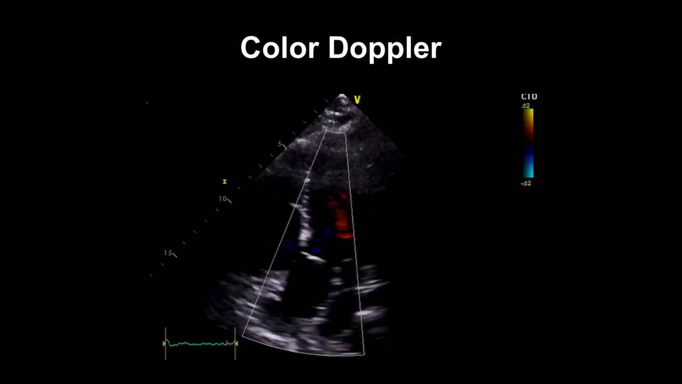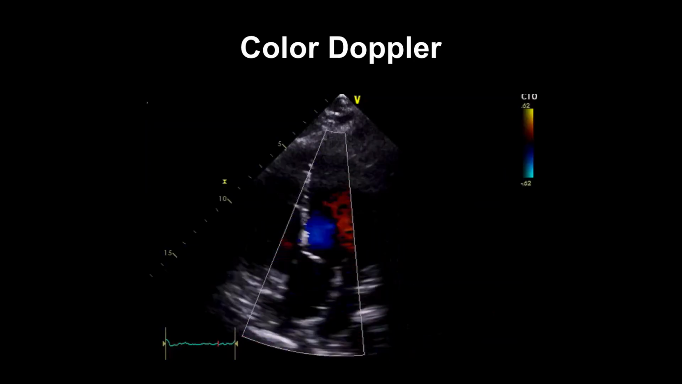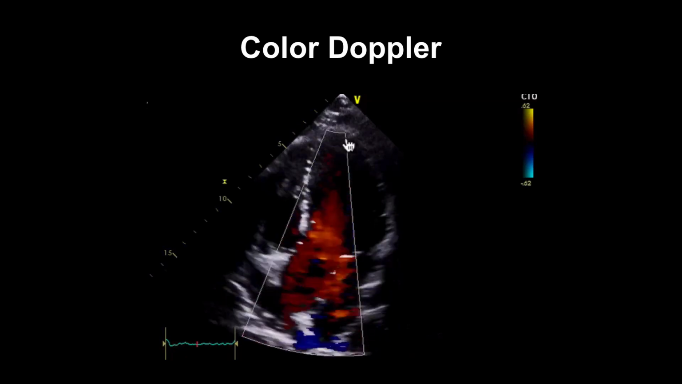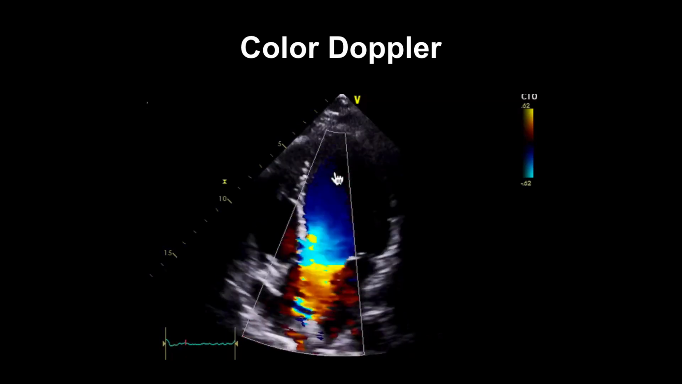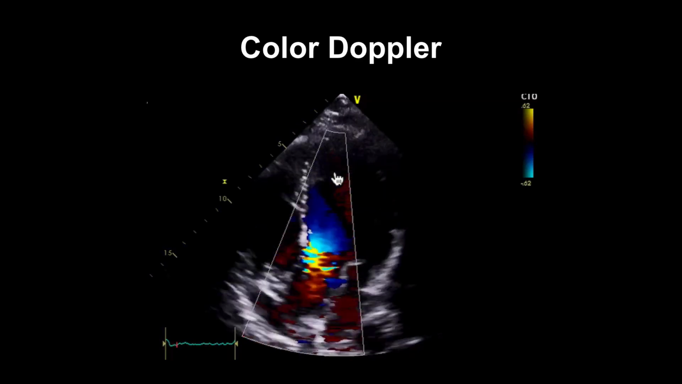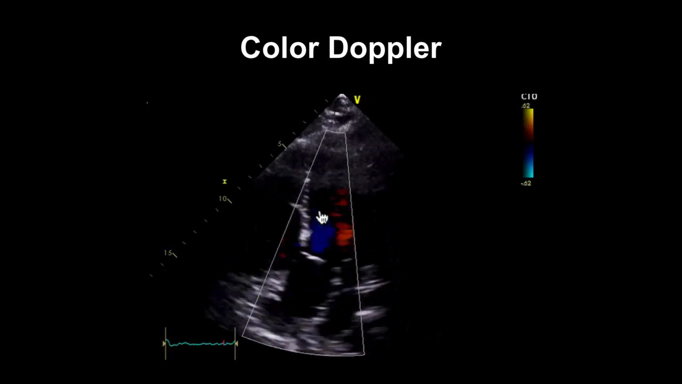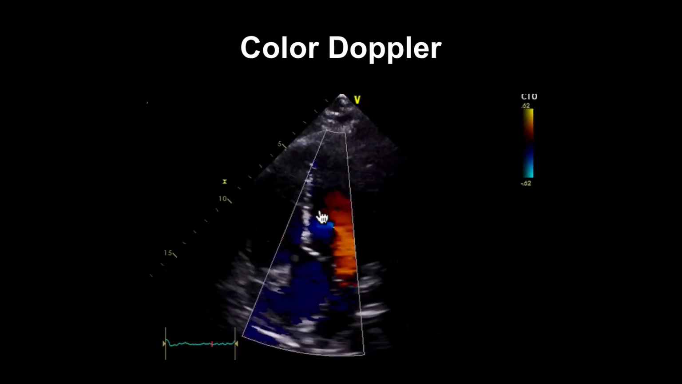So this is colour Doppler, or some people call it colour flow mapping. You can see we've got this sector here, that's our colour flow sector. And what it's doing is very similar to what pulse wave Doppler was doing, but instead of giving us hundreds and hundreds of little graphs, it's actually giving us blobs of colour, or pixels, doing exactly the same thing.